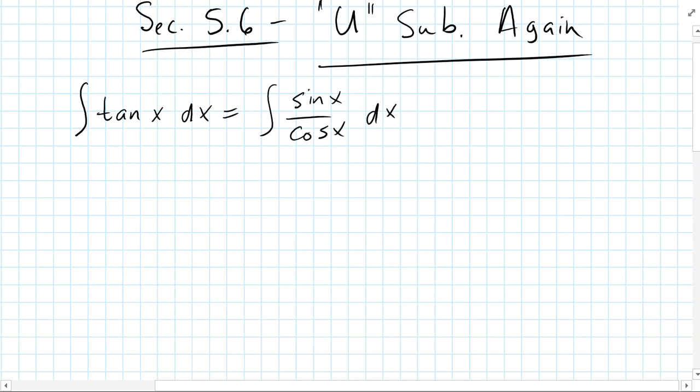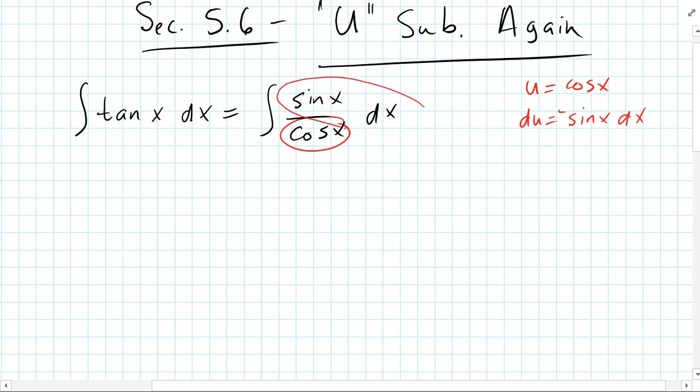Now, based on your u sub hints from yesterday, where do you look to call something u? So we are going to look here. So now we're going to say our u is equal to cosine of x. What is our du equal to? Negative sine of x dx, right?